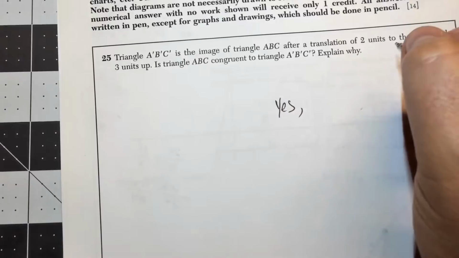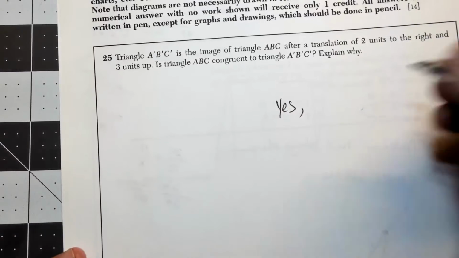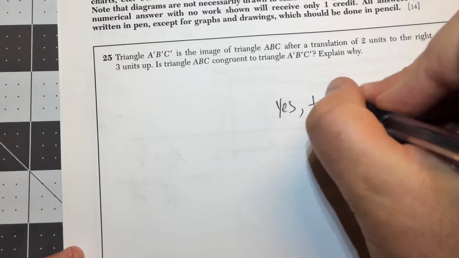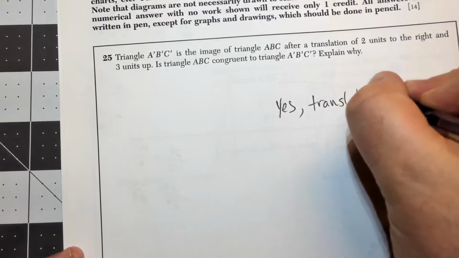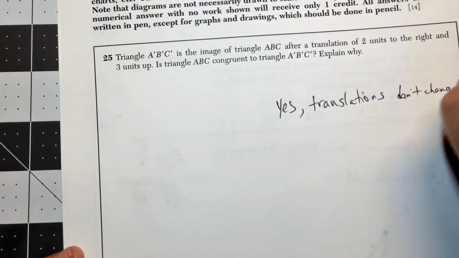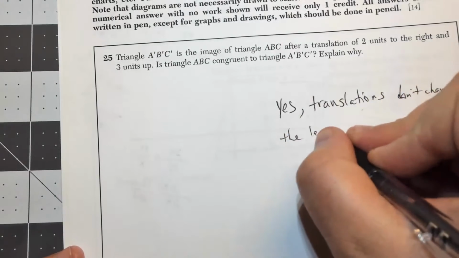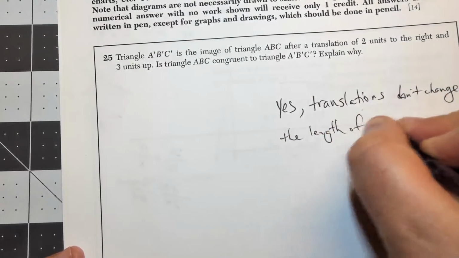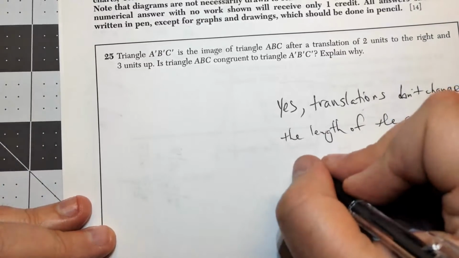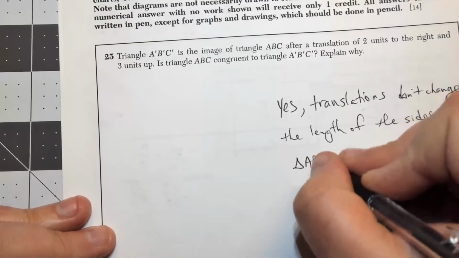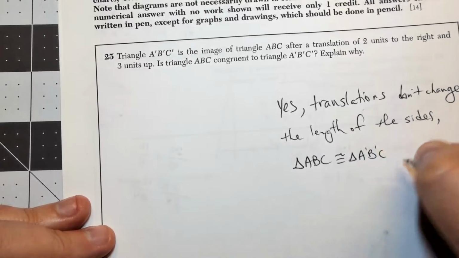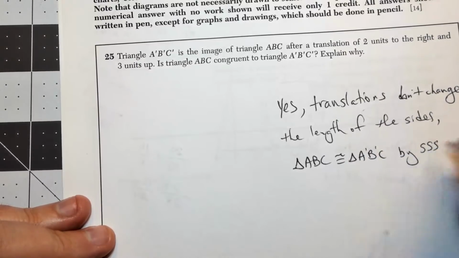Remember, the only transformation that's not going to be congruent is a dilation. All we have to mention here is the rigid motion, okay? Or we can just mention the fact that translations don't change the length of the sides, or angle measures for that matter, okay? So the triangles will be congruent. So triangle ABC is congruent to triangle A prime, B prime, C prime, and essentially this is by side, side, side. All right?